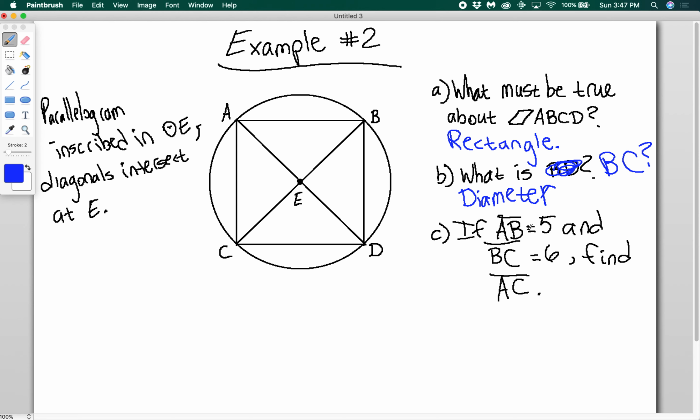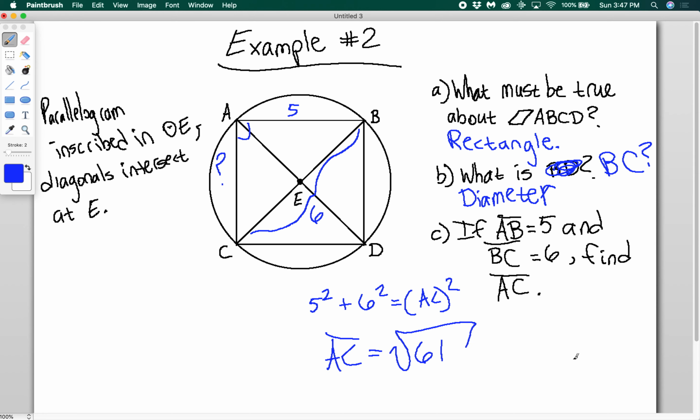Okay. If AB is 5 and BC is 6, then find AC. So AB is 5. BC is 6. Then I want to find AC. Well, this is just Pythagorean, right? This has to be a right angle because it's a rectangle. So I can just say 5 squared plus 6 squared equals AC squared. So then AC is going to be equal to the square root of 61. And that's it.